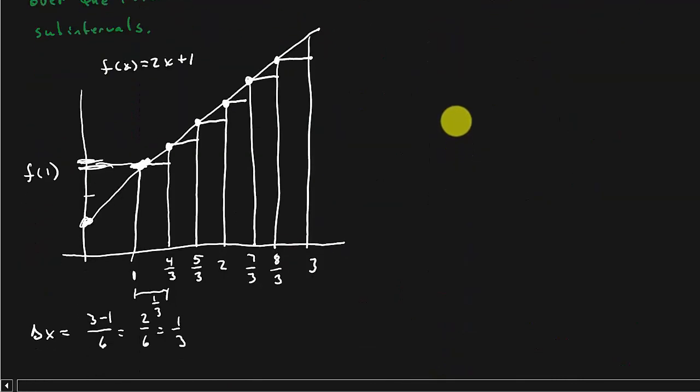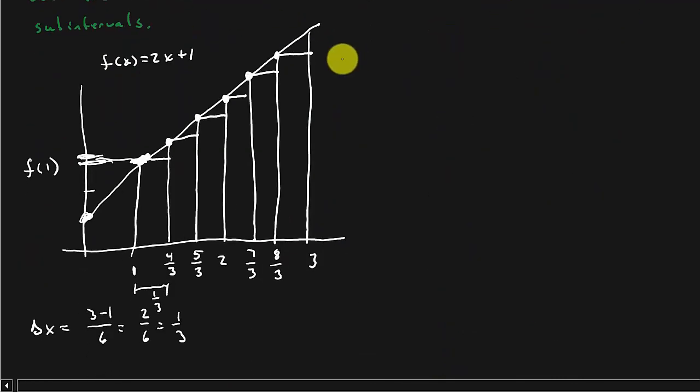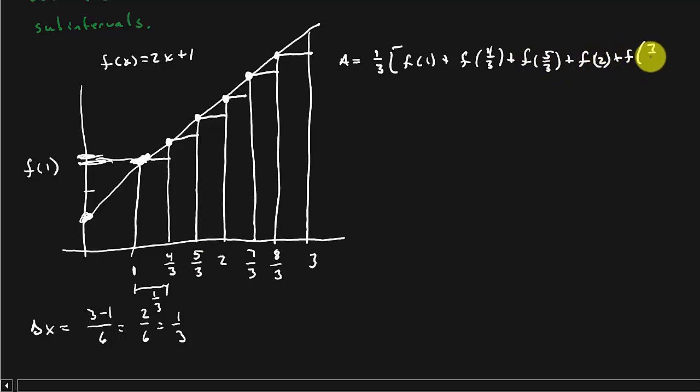And so what we can do here is we can say that the area is equal to 1/3 times f of 1 plus, see, that's the f of 1 plus f of 4/3 plus f of 5/3 plus f of 2 plus f of 7/3 plus f of, I'm running out of room, plus f of 8/3. And that's going to probably be off the screen.